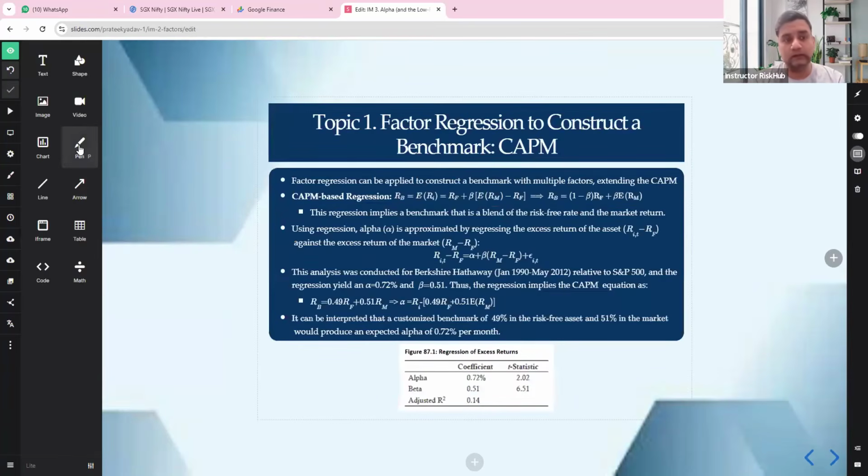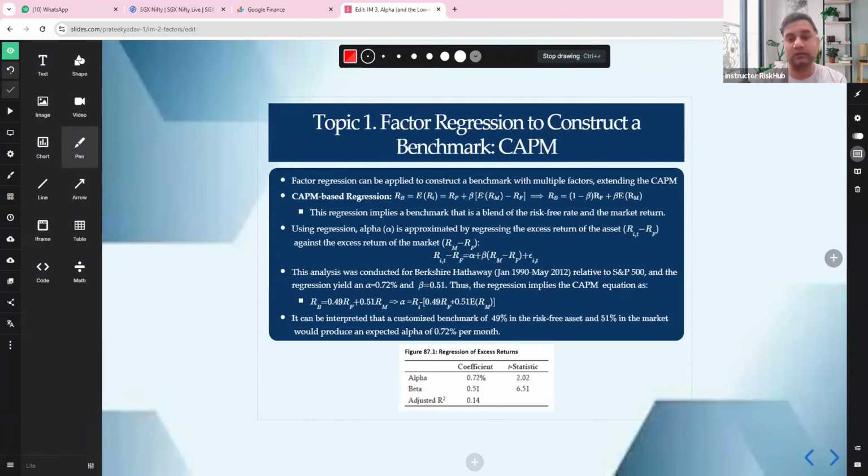All right. So now we're looking at factor regression to construct a benchmark, the CAPM model. So the core regression equation here, you have to look at the meaning of each term. One is the asset excess return, one is the market excess return, one is the sensitivity to the market, one is the unexplained return, skill or mispricing, right? So the key insight here is that factor regression can be applied to construct a benchmark with multiple factors, extending the CAPM.